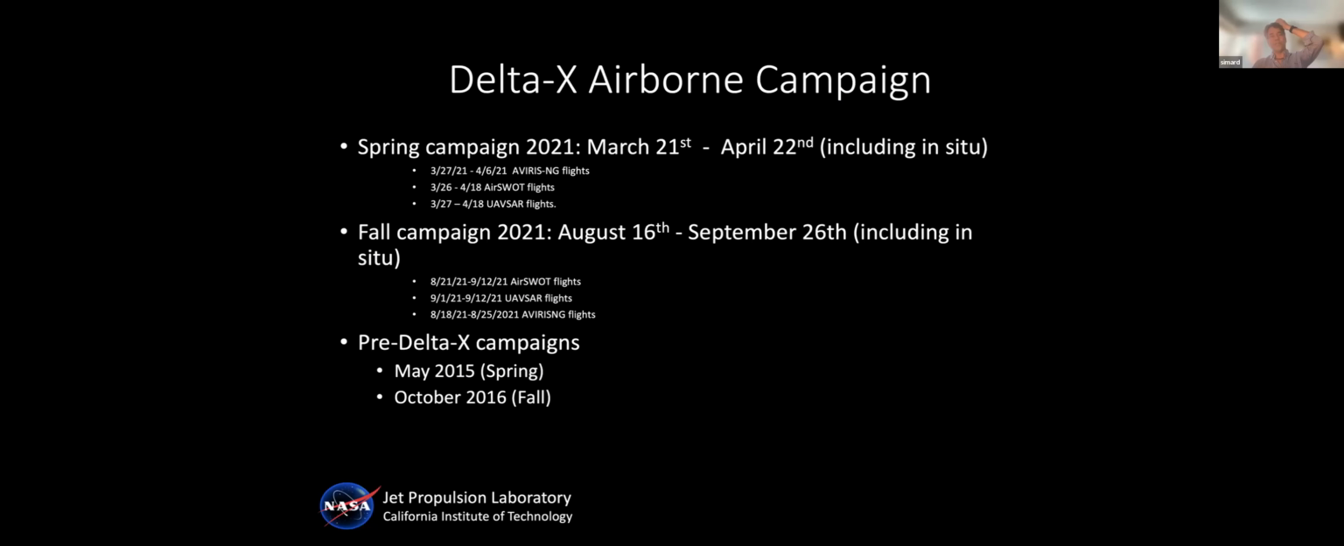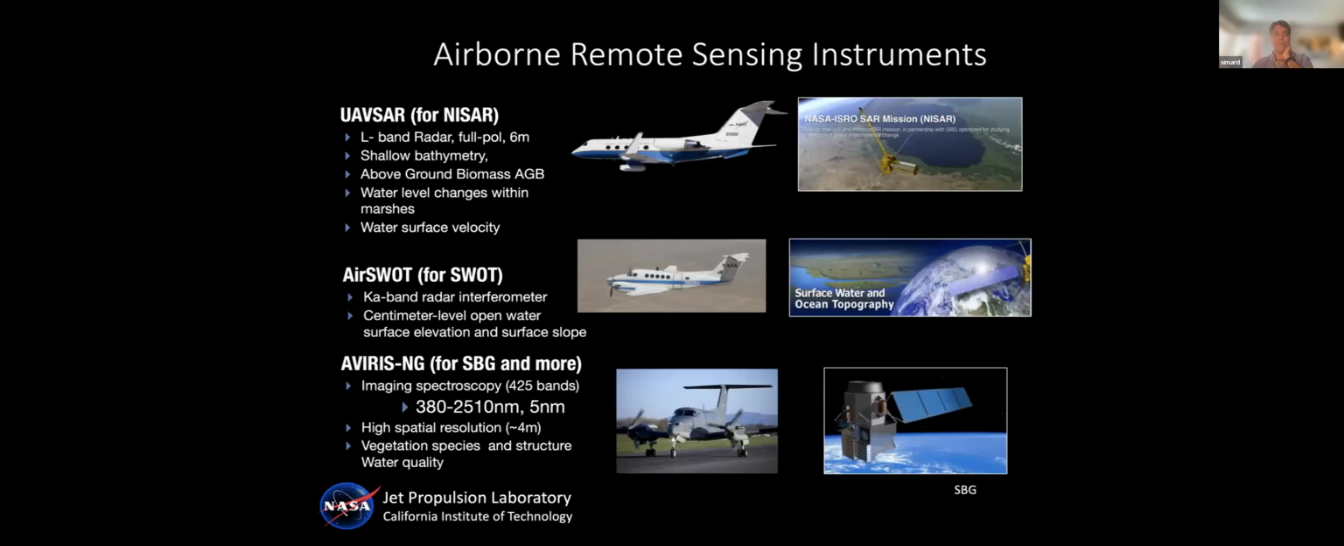The campaign occurred in the spring and fall of 2021. We flew those three aircraft. Here is just a summary. UAVSAR and AirSWOT are radar systems, and they measure the hydrology of the system, so the water level change with the tide going in and out of the system.